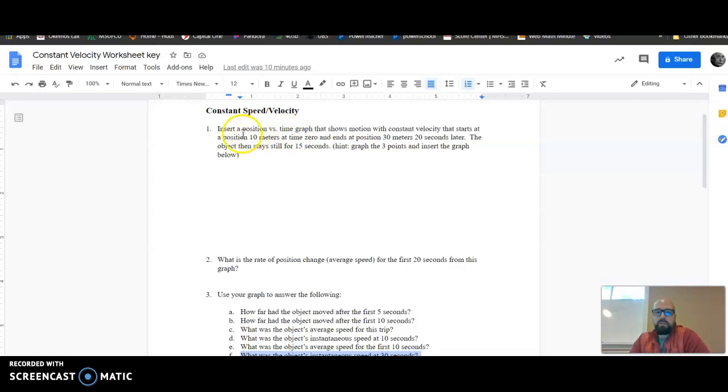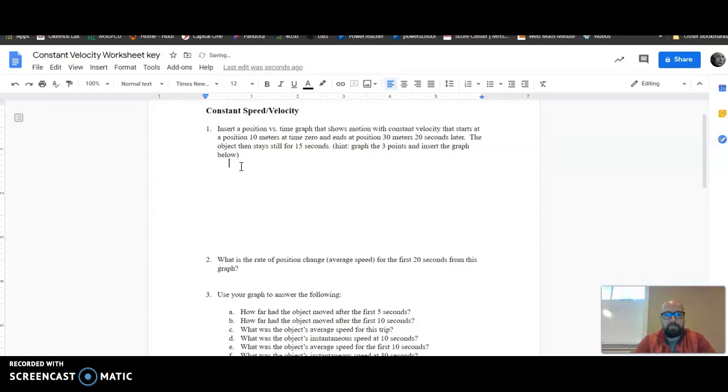So the first thing you had to do, make a position versus time or distance versus time graph that shows motion with constant velocity, starts at a position of 10 meters at time 0 and ends at a position of 30 meters 20 seconds later. The object then stays still for 15 seconds. So I gave you the hint to graph 3 points and put that graph in there. So what you had to think about is what are the 3 points that I'm graphing?